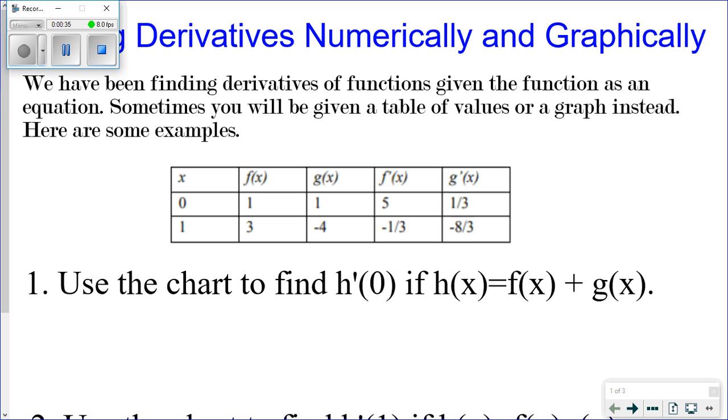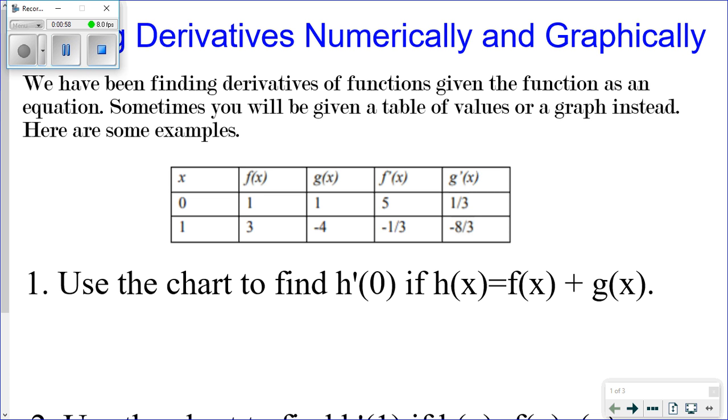These questions take a lot of the algebra out of finding derivatives. So it's a good way to test that you know your derivative rules, but maybe not make an algebraic mistake along the way, which is typically what happens.